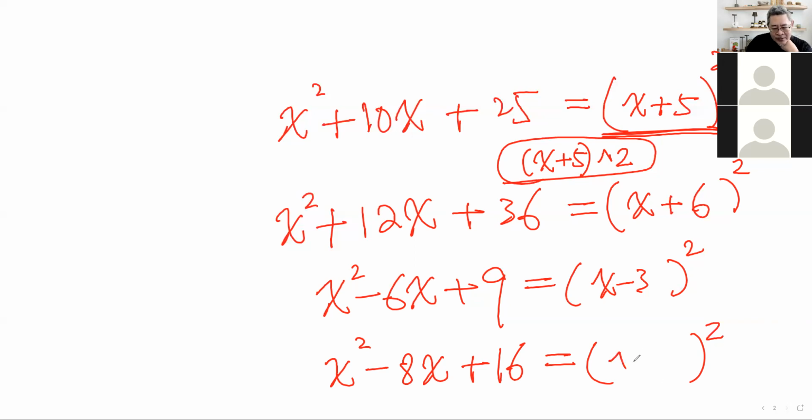Yeah, very good. So it's x minus 4 squared. So now we can see that whether this is positive or negative has to do with the second term. If this is positive, we end up with addition. If it's negative, we end up with subtraction. Okay, so knowing that, we can do something called completing the square.